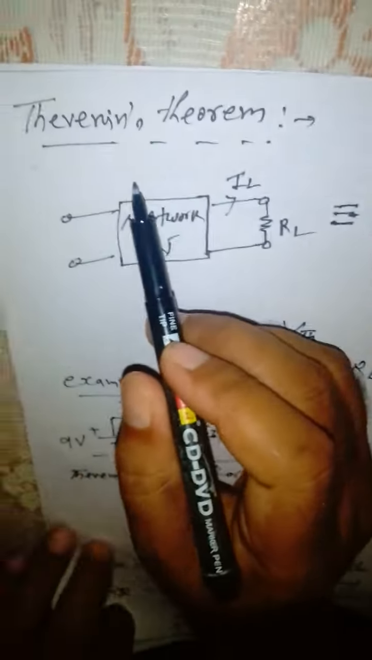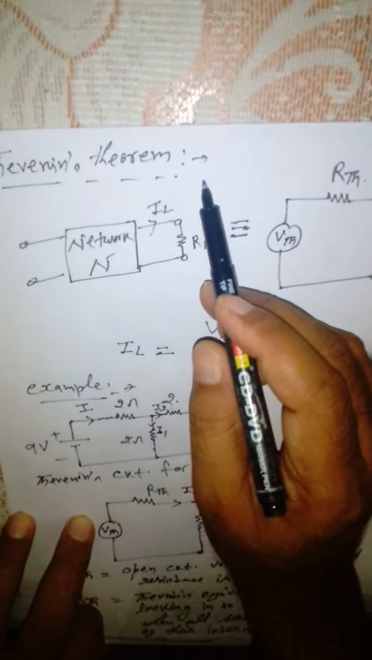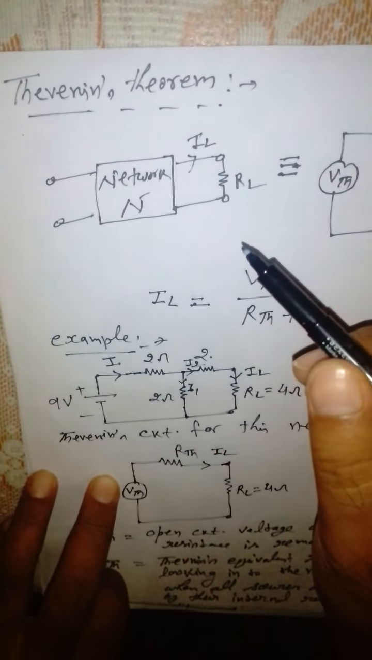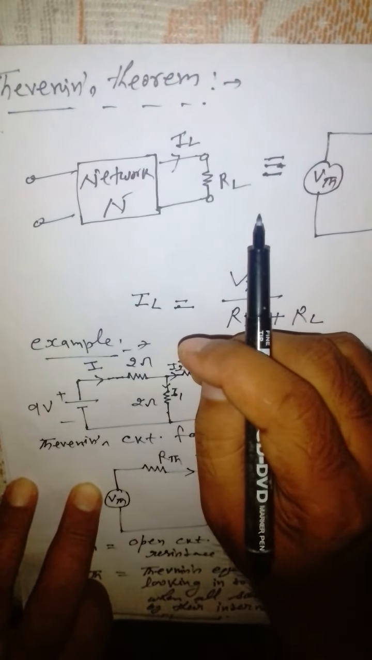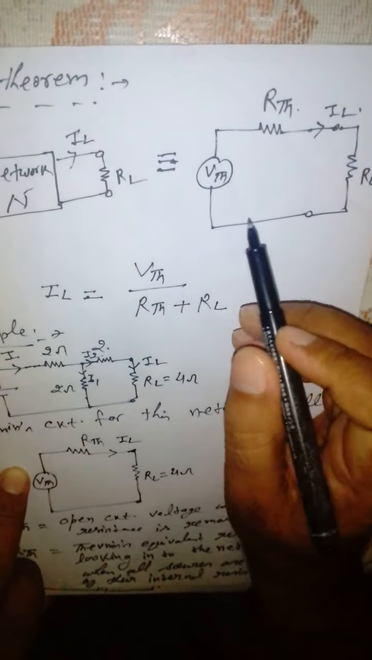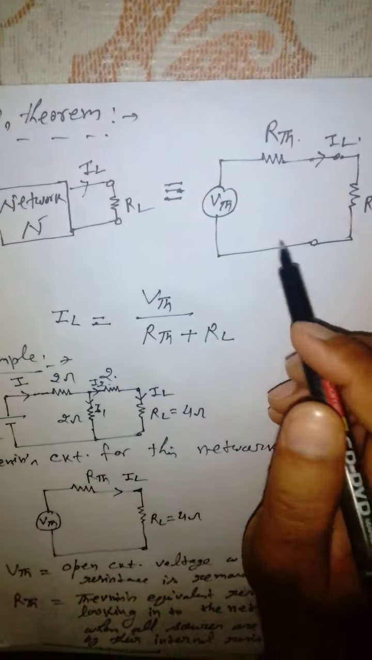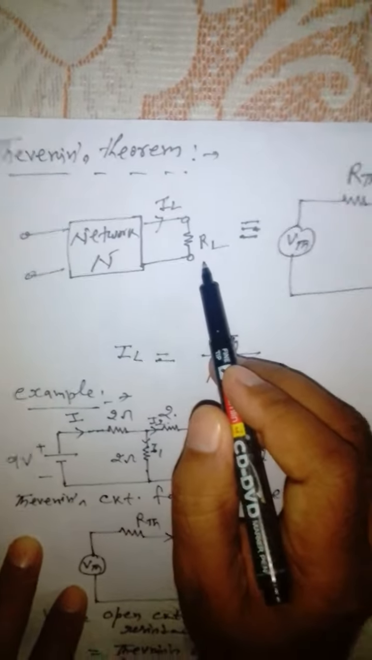So now we are going to discuss Thevenin's theorem. Thevenin's theorem states that for a DC network, in any two-port linear network, the current through or the voltage drop in any branch can be calculated by drawing an equivalent circuit which will have a voltage source VTH and in series a resistance RTH. Suppose this is the network N and this is the load resistance RL.